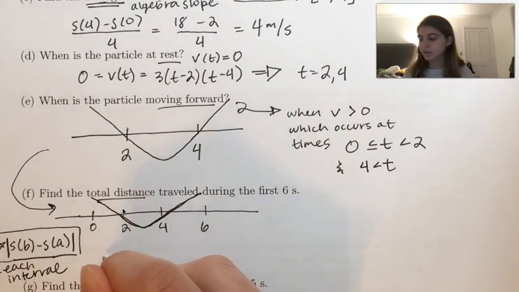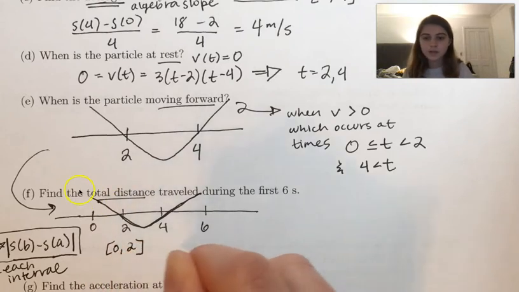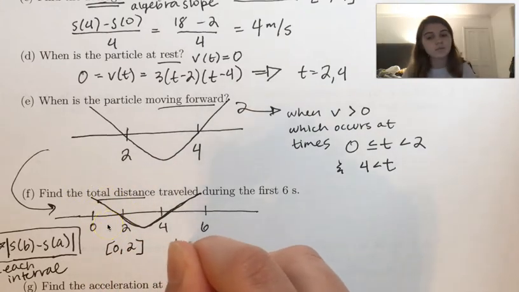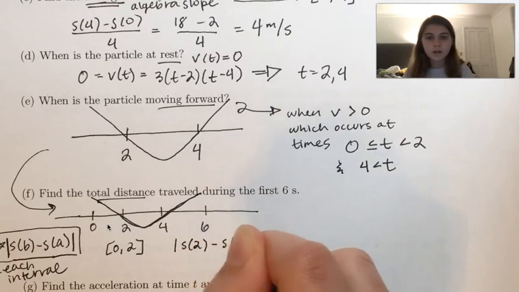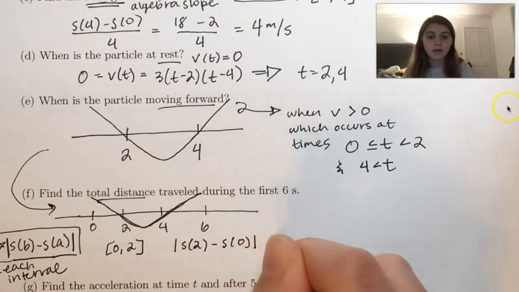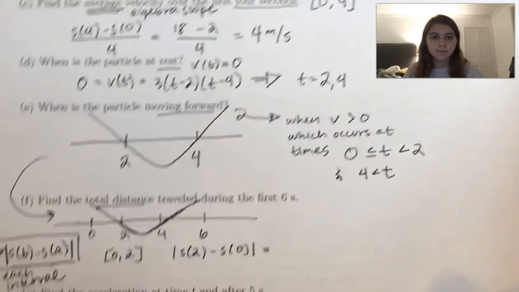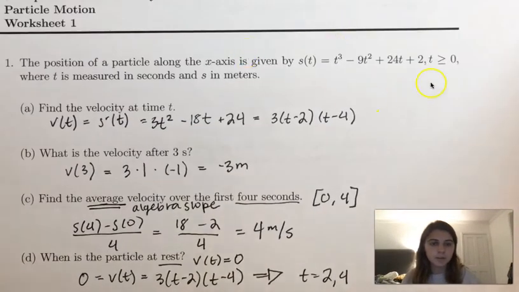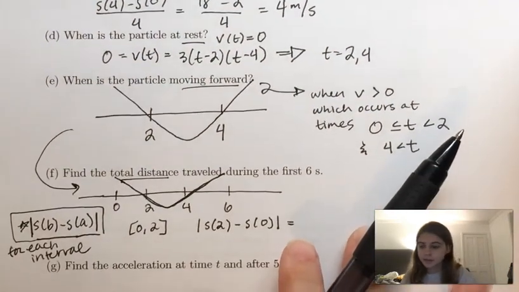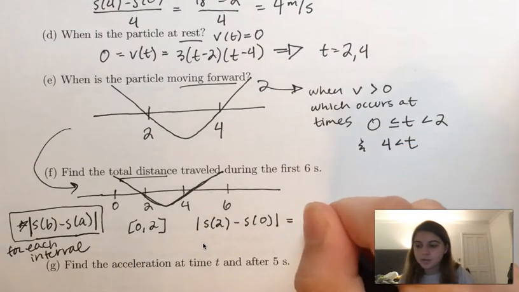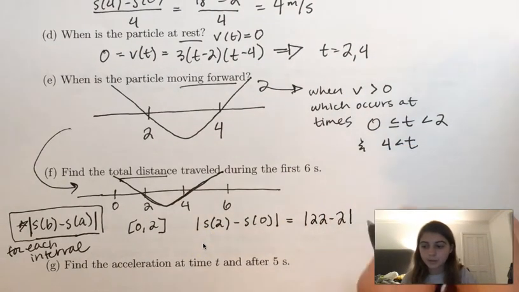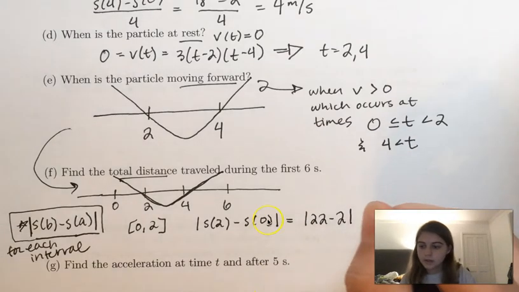So here we go. The first one, 0 to 2, is our first interval, this section. And that's going to be the absolute value of S of 2 minus S of 0. So remember, we're looking at our position function, which we saw earlier up here, given. So just pop right back up there. And then you're going to plug in 2. So that would be 2 to the third minus 9 times 2 squared plus 24 times 2 plus 2, which is 22. And then when you plug in 0, so 0 cubed minus 9 times 0 squared plus 24 times 0 plus 2, we're just going to get 2.